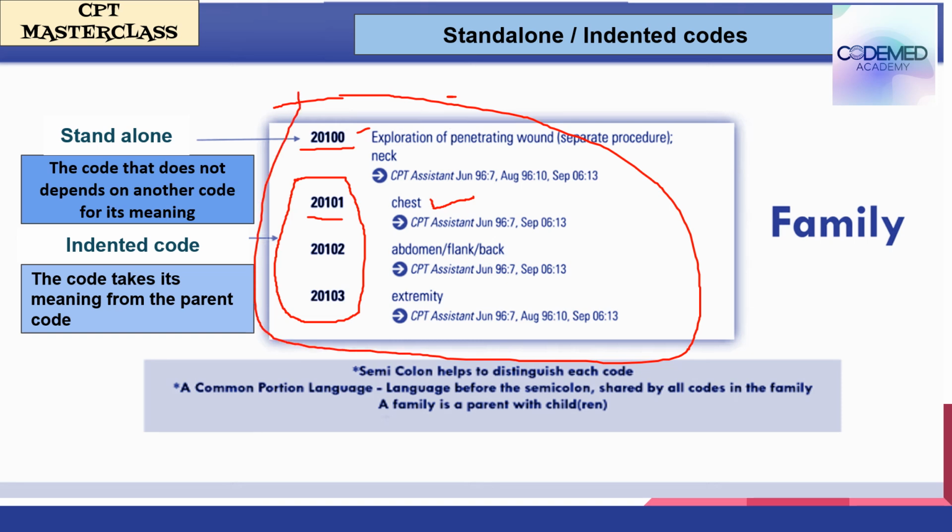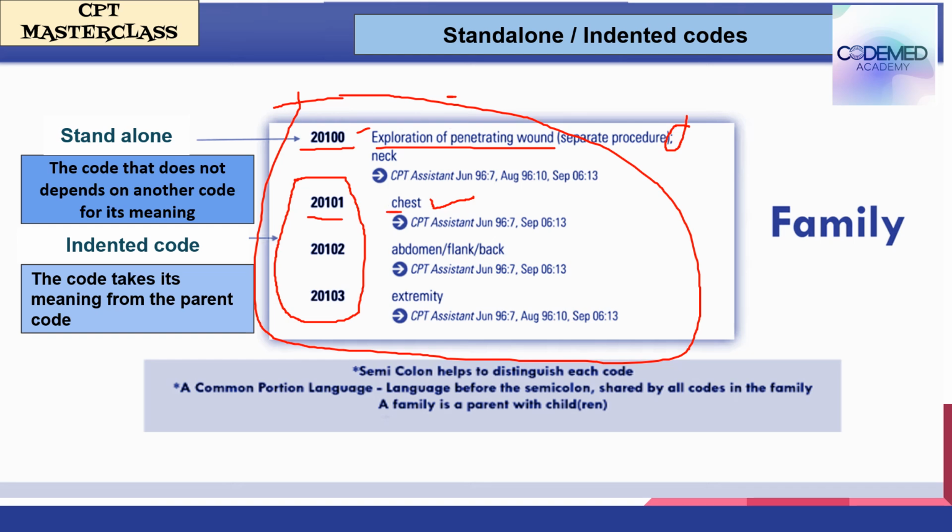So when I have to read the code 20101, I am going to read the above code, exploration of the penetrating wound. This is common language because I can see the semicolon here. So if I have to read the code 20101, I will read exploration of penetrating wound, chest. 20102 is exploration of penetrating wound, abdomen, flank and back. I will give you one more important tip. Whenever it is an indented code and you see the first alphabet, it is always in lower case.